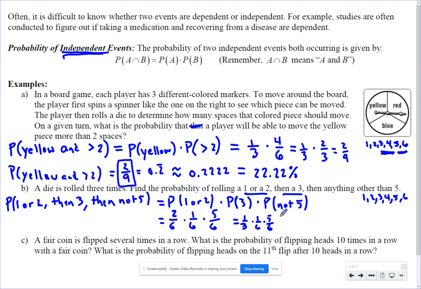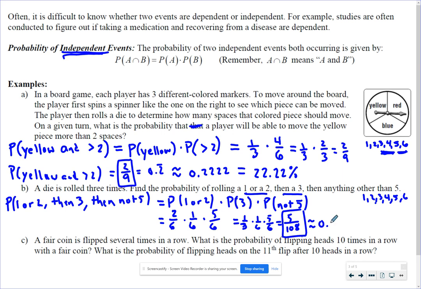1 times 1 times 5 is going to be 5. Grab a calculator. 3 times 6 times 6. 3 times 36 is 108. So as a fraction, it's 5/108. If we changed it to a decimal, I'm just going to round it to thousands. We grab our calculator, we do 5 divided by 108.